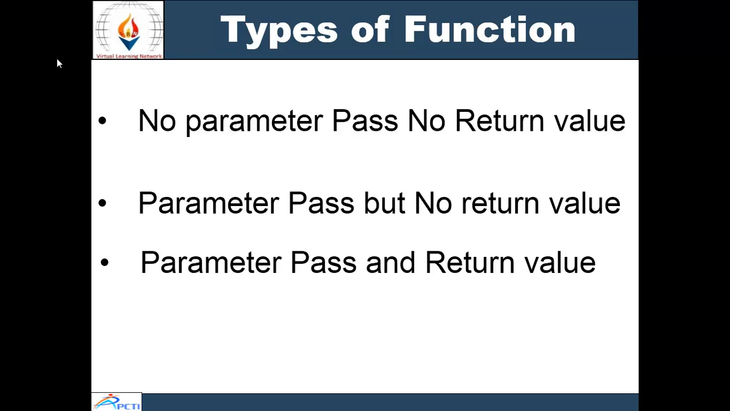The no parameter pass, no return value type of functions do not receive any data from the calling function, nor do they transfer data to the calling function. So they do not take arguments or return a value. Simply the code written in this function will be executed. Parameter pass and no return value: this type of function takes arguments from the calling function and returns no value to the calling function. The third type is parameter pass and return value. These types of functions take arguments from the calling function and return output to the calling function.